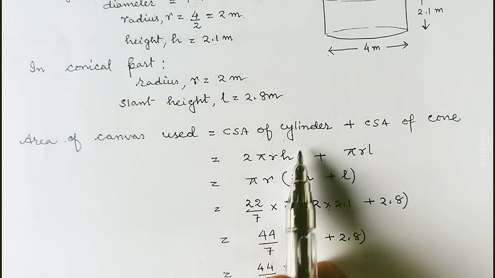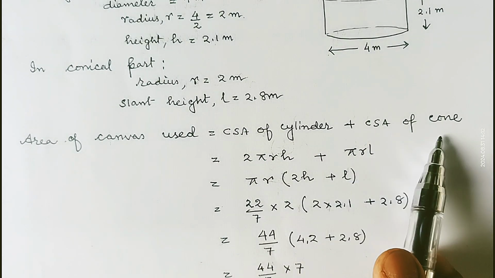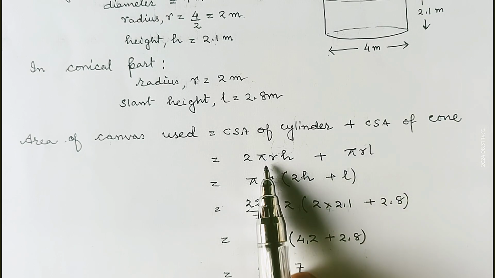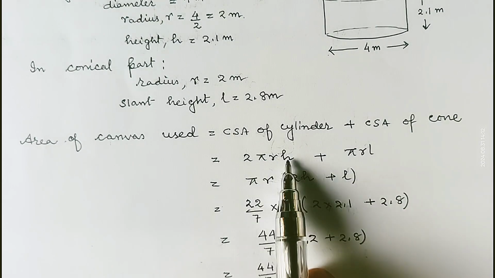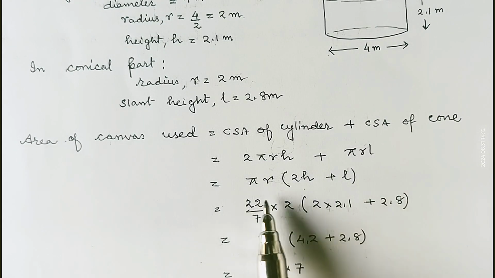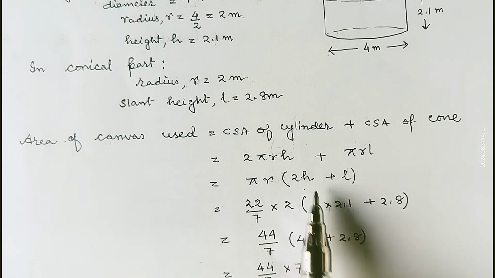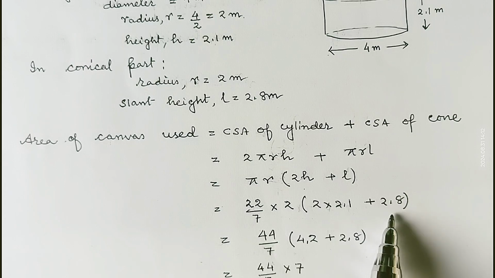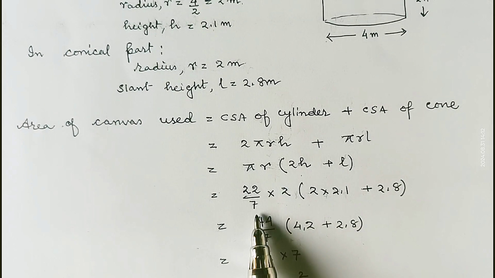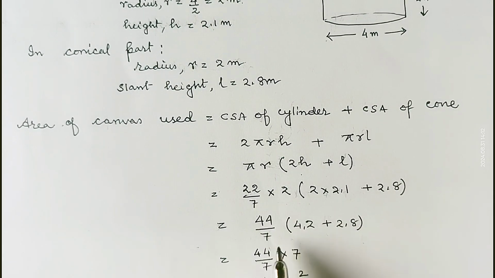For the curved surface area of the cylinder, we know the formula is 2 pi RH, and for the cone it is pi RL. From here pi r can be taken common. It will be 2h plus L. Pi is 22/7. Radius is 2. 2h is 2.1 into 2, and L is given as 2.8. So 22/7 into 2, that is 44/7.